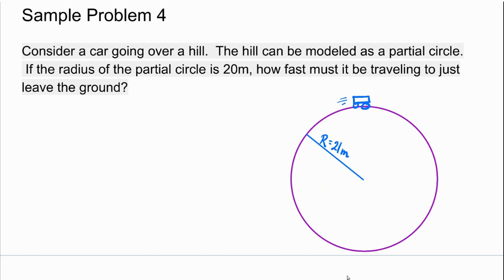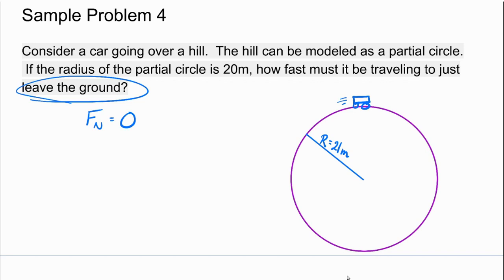And in reality, the roadway might go flat and then it goes up over a hill and then it goes back flat again. You're not going to go around the whole circle. But on the top of this hill, it is going at some speed, just fast enough that the car will just leave the ground. Well, if the car is just leaving the ground, that means that your normal force is going to be 0, because you don't need the ground pushing up on you to make you go in that circle.